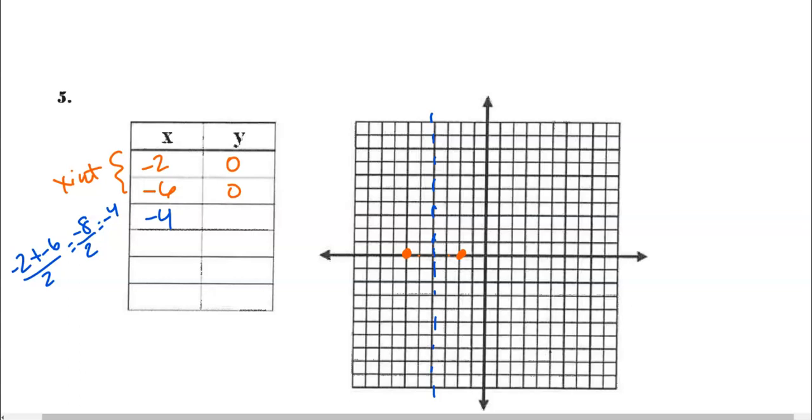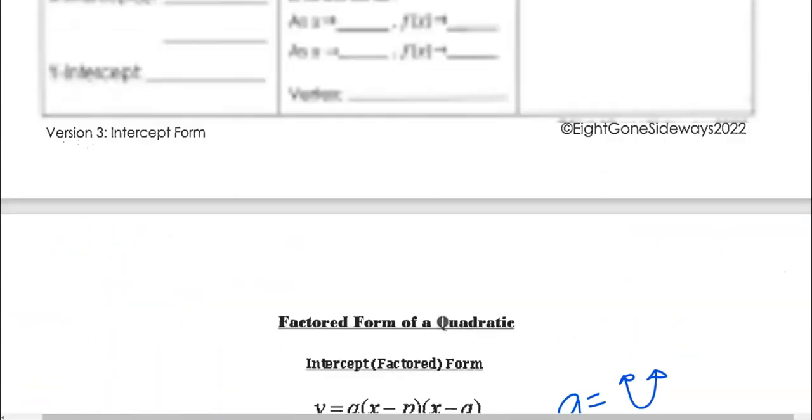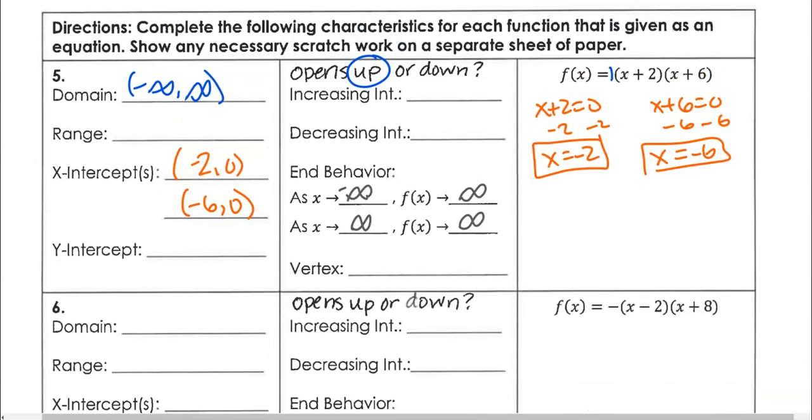Yeah, just like yesterday, we're going to plug in our 4. Okay, technically it's a negative 4. I'm going to go back to the top. Is that okay? I'm going to go back up here. So I'm going to plug in negative 4 into my factors. So y is going to equal negative 4 plus 2 times negative 4 plus 6.